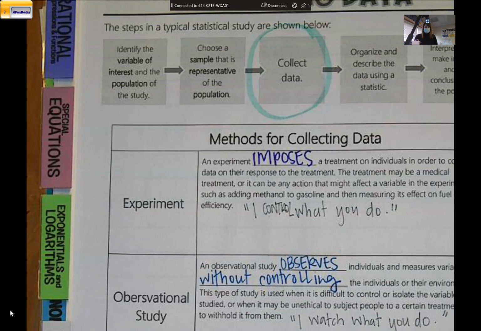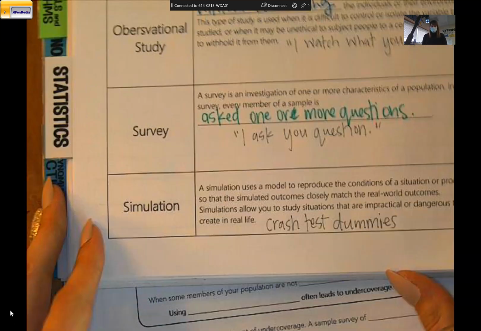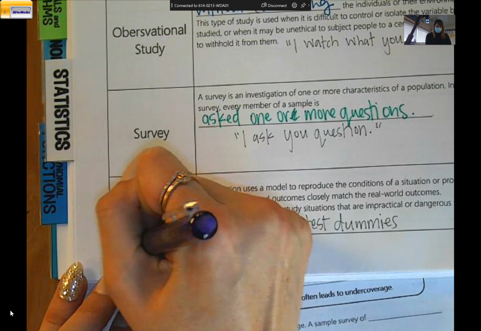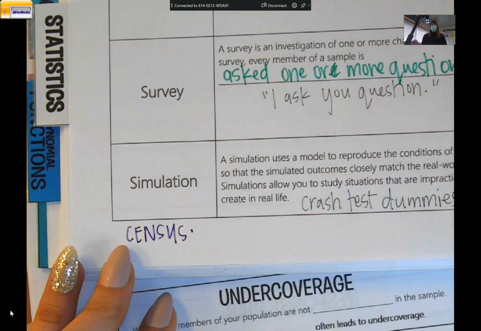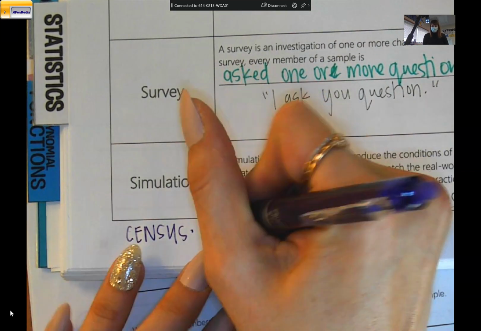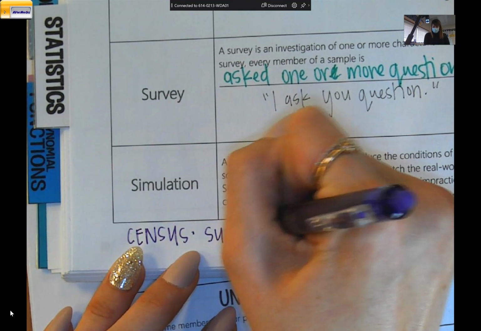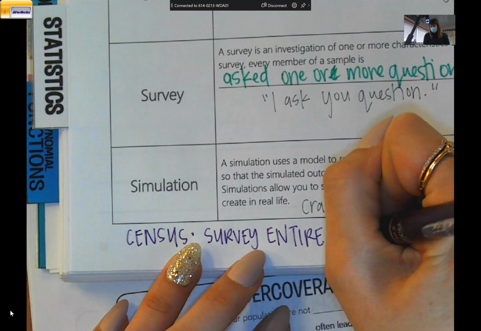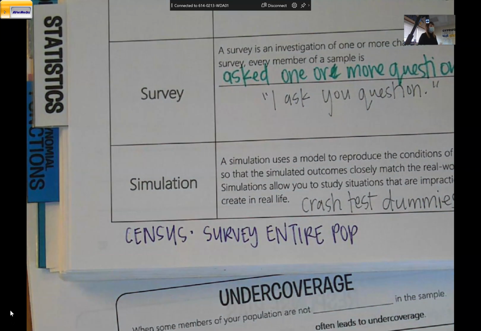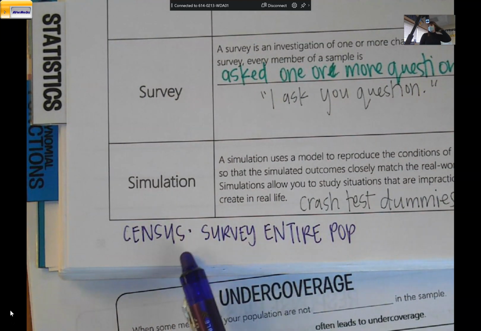So one thing that I didn't talk about but was then in your quiz was a census. A census is when you take the entire population. So like you survey the entire population, which is very rare. Censuses, censi, I don't know the plural of a census, is when you survey everybody in the population.